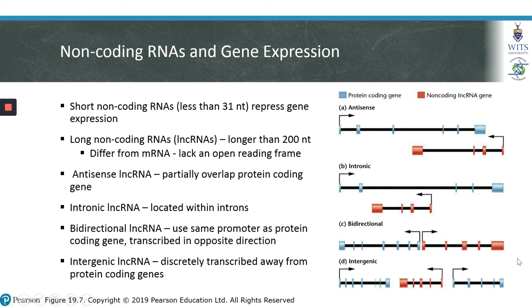The last category of long non-coding RNAs that exist are intergenic long non-coding RNAs. Intergenic long non-coding RNAs are discretely transcribed away from the protein coding genes that they regulate. So long non-coding RNAs are just beginning to be discovered and described, and these names are used to describe the positions from which they are transcribed. The position from which long non-coding RNAs are transcribed is important because this gives us a good indication as to what their functions may be.